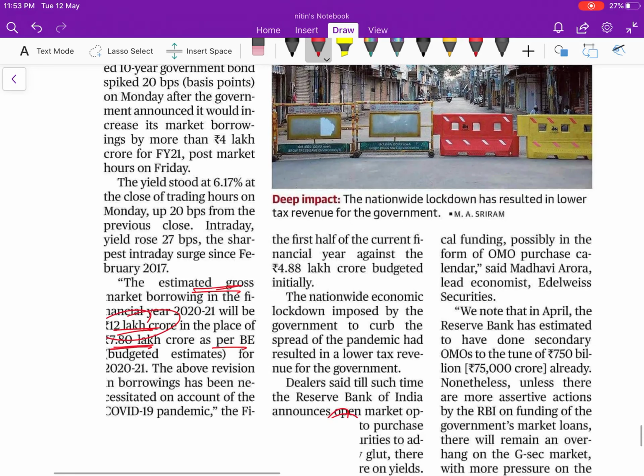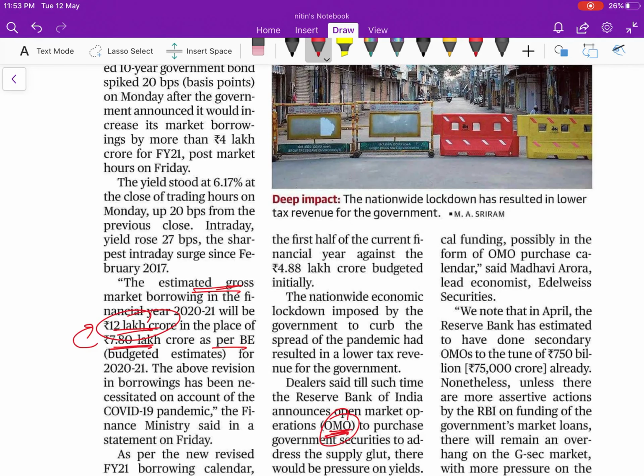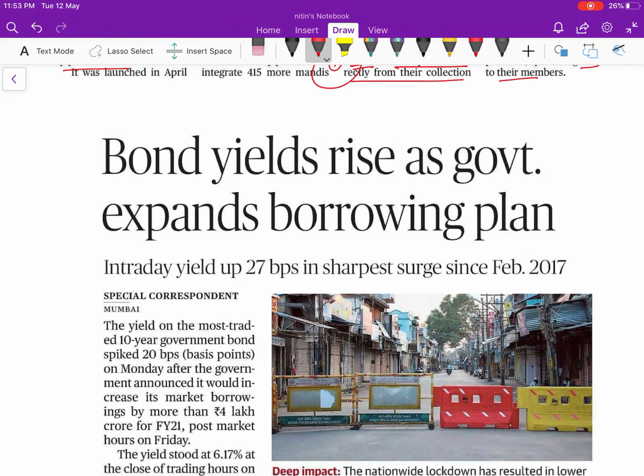Earlier it was estimated to be around 7 to 8 lakh crore. Now it has been increased to 12 lakh crore. So as the borrowing is to be increased, the bond yields have risen. Now, the question won't come directly from this. You just need to understand the concept of bond yield, how it fluctuates, goes up and goes down, and what relevance it has for bond prices and the rate of interest as well, right? These things you should understand as part of the economic concept.